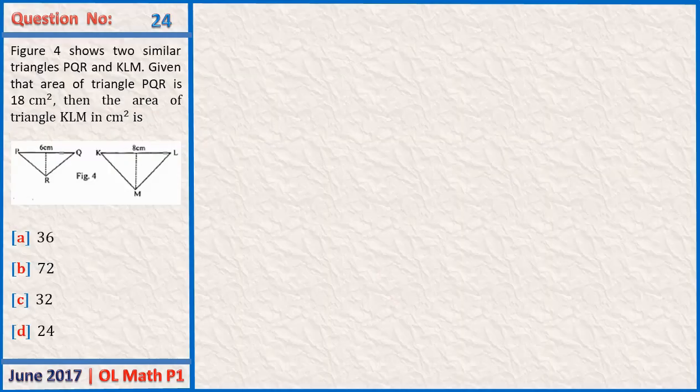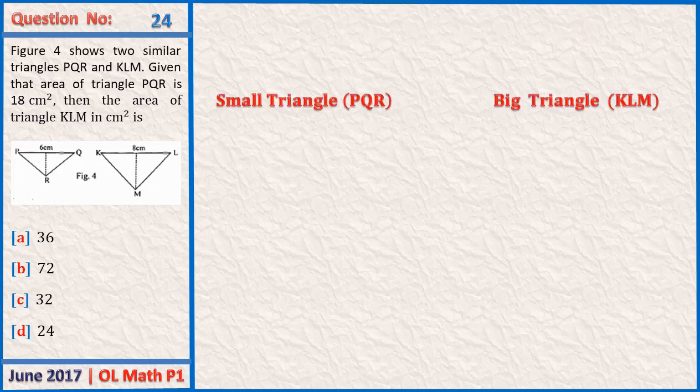Question number 24. In the figure shown, two similar triangles PQR and KLM are given. The area of triangle PQR is 18. Then the area of triangle KLM in centimeters squared must be. For the ratio of areas, we must use the area scale, but they have not given us the area scale. So we have to calculate the area scale using the linear dimensions.